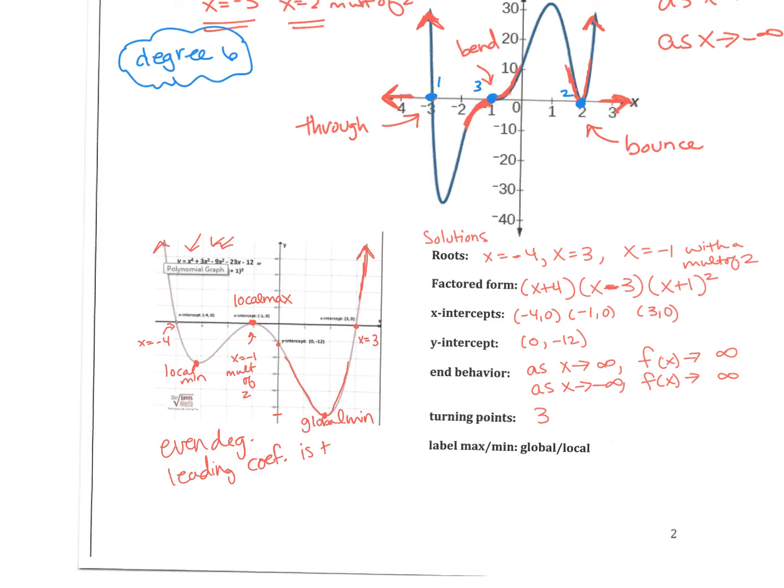I also want to make the connection. I notice because of the graph it's an even degree with a leading coefficient that's positive. Well, let's look. It is an even degree. It's x to the 4th, and my leading coefficient is a positive 1. So it kind of all comes back around together.